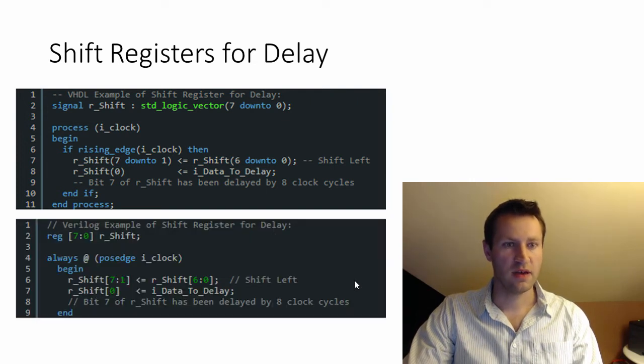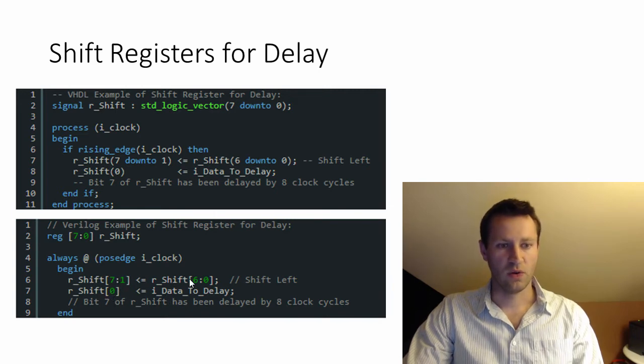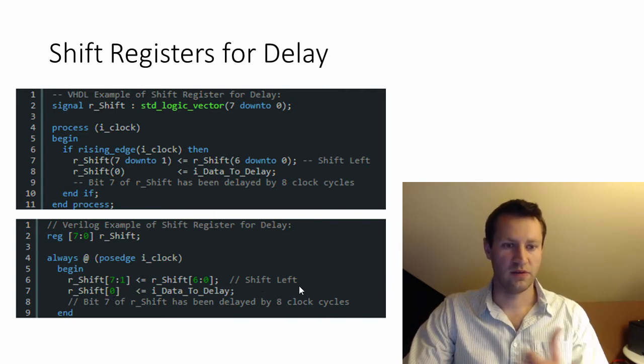And here's the exact same thing in Verilog. It looks very, very similar. The data comes into bit 0, 7 down to 1 gets 6 down to 0, and that creates your left shift.